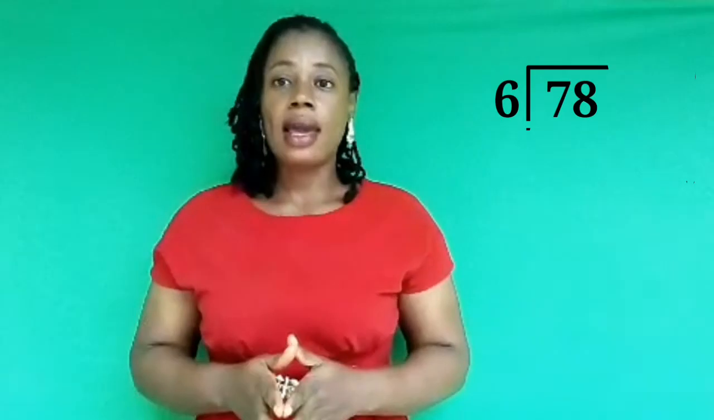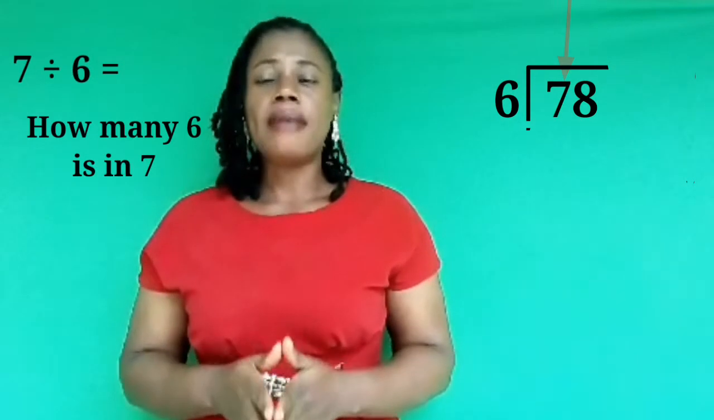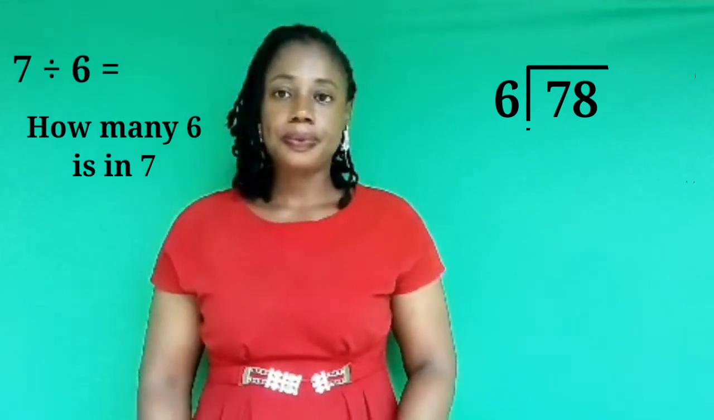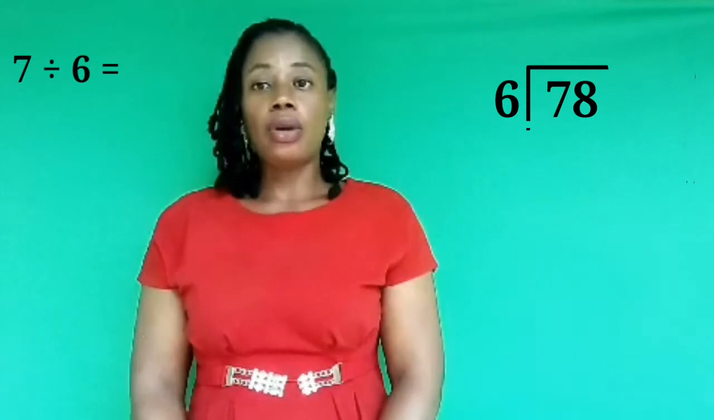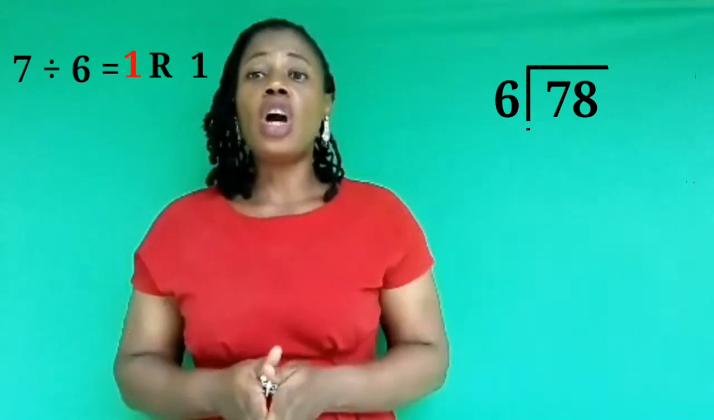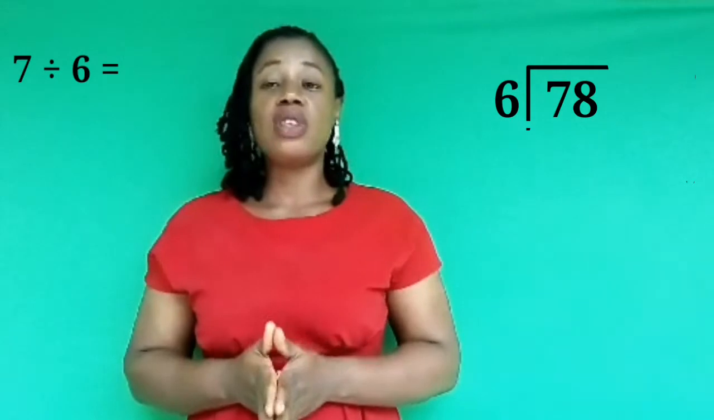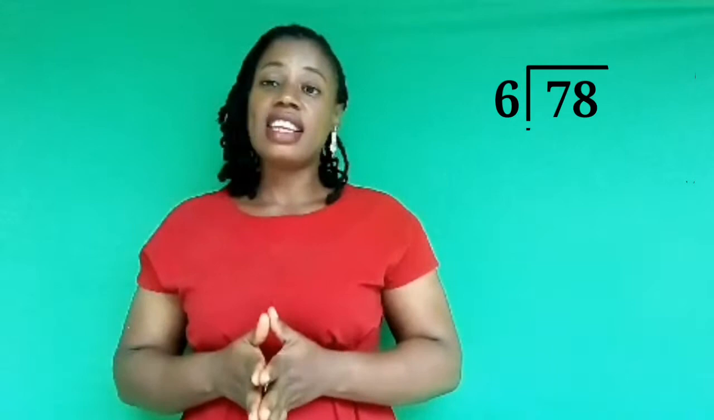Now, let us divide this number. This is a 2-digit number divided by 1 digit. 78 divided by 6. The very first thing to do in the steps is to divide. We say 7 divided by 6. You have 1 with remainder 1. But we are not going to look at the remainder now. We are going to use the answer for the division only. So our answer for our division will be written on top of the diagram.